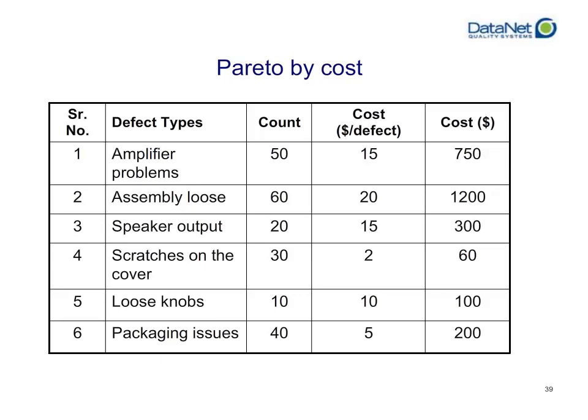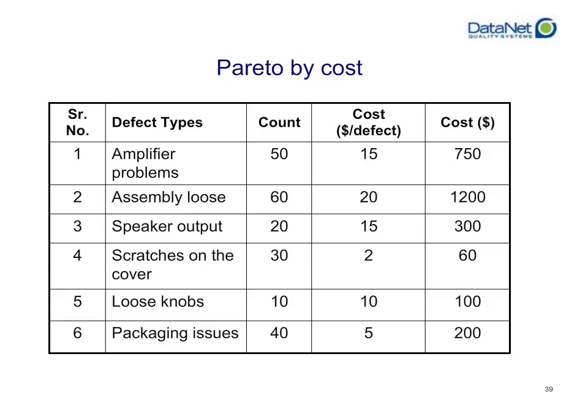So in this case, for amplifier problems, it's $750 total because it's 50 times 15. Assembly loose is 60 times 20 for a total of $1,200. Next is speaker output, which is 20 count times $15 equals $300. Then you have scratches on the cover, which is 30, cost of $2 per scratch, that's a total of $60.